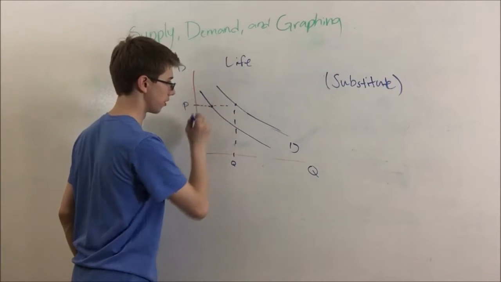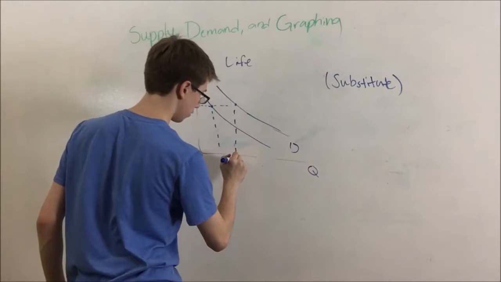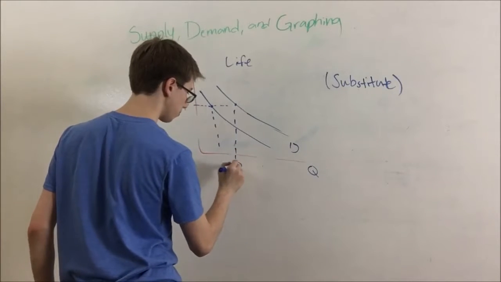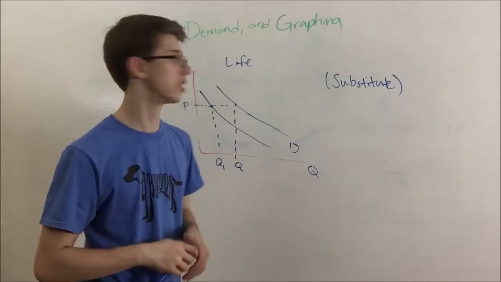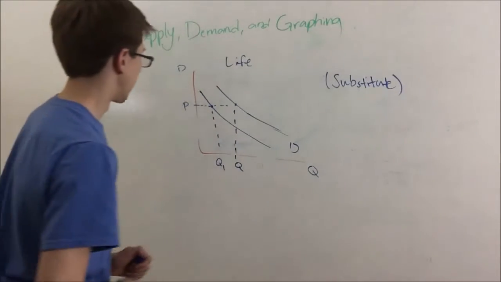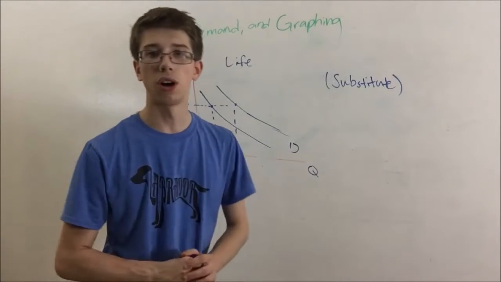So there's a new point on the curve. The price is still the same, but the number of people who want to buy the life has greatly or marginally, slightly diminished in that case, right? So less people are going to want to buy a life because of the lower cost of a substitute.